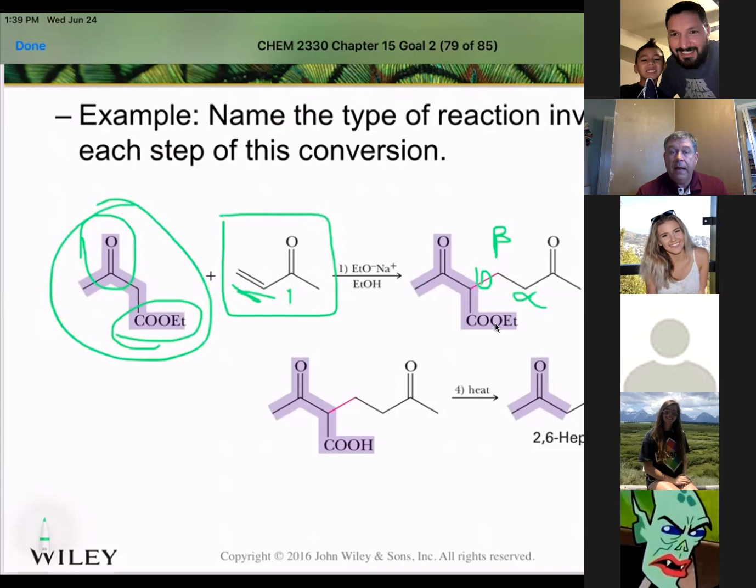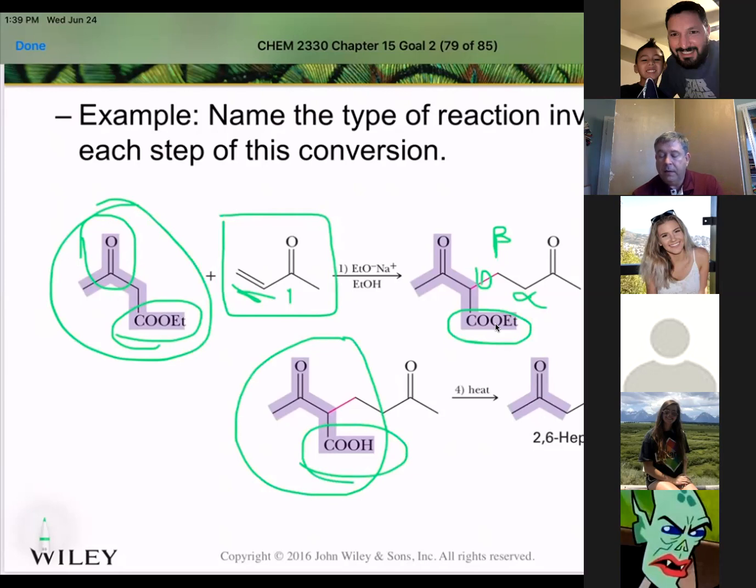But if we do have a beta ketone compound, we can always hydrolyze off that ester and decarboxylate with heat. And in this case, we'll end up getting this nice symmetrical diketone species. So here we had this diketo ester species. We take away the ester, turning it to carboxylic acid. And then through thermal decomposition, we end up with our diketone compound.